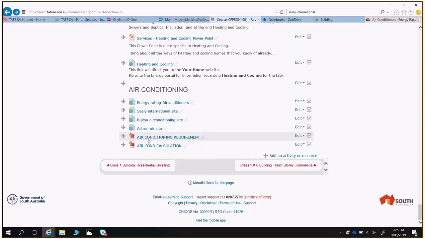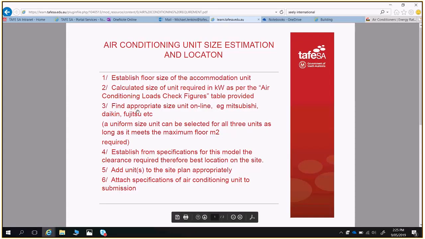Beneath that, there's the two PDFs here for air conditioning requirements and calculation. I'll just open this one up to begin with. It just provides a very quick summary of how to calculate the size of unit or air conditioning unit you need for a given space that would be air conditioned.